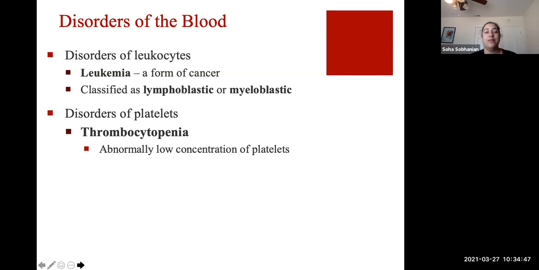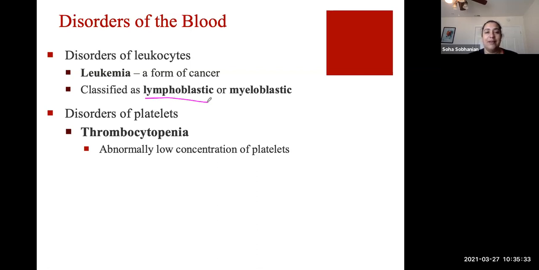White blood cell problems, one of the common ones that you have probably all heard of is leukemia, a form of cancer associated with white blood cells. It could be associated with the stem cells that produce your lymphocytes, so it's called lymphoblastic, or with the myeloid stem cells, so it's called myeloblastic. Remember when we talked about the skeletal system, I was talking about the bone marrow transplant. Leukemia patients are basically the people that will get a red bone marrow transplant from a donor to help treat this condition.